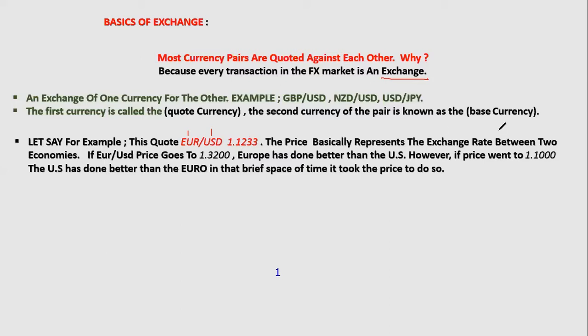So the price basically represents the exchange rate between two economies, that is the euro area and the United States, European Union and United States, right? So if Euro USD goes up to 1.3200, Europe has done better than the US. If your initial price is 1.233 and the price goes to 1.3200, guys, mind my writing. This is higher than this, am I right? 1.320 is higher than this. So the euro has gone up against the USD.